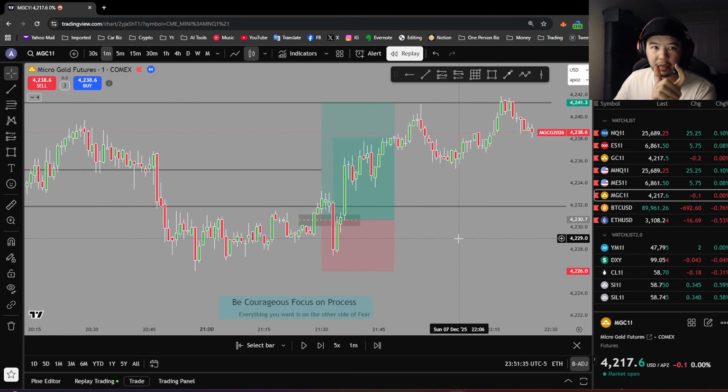That's like a little detail. As you start backtesting it, as you start trading it more and more, you start adding your own discretion on whether you want to market order it or limit order it.